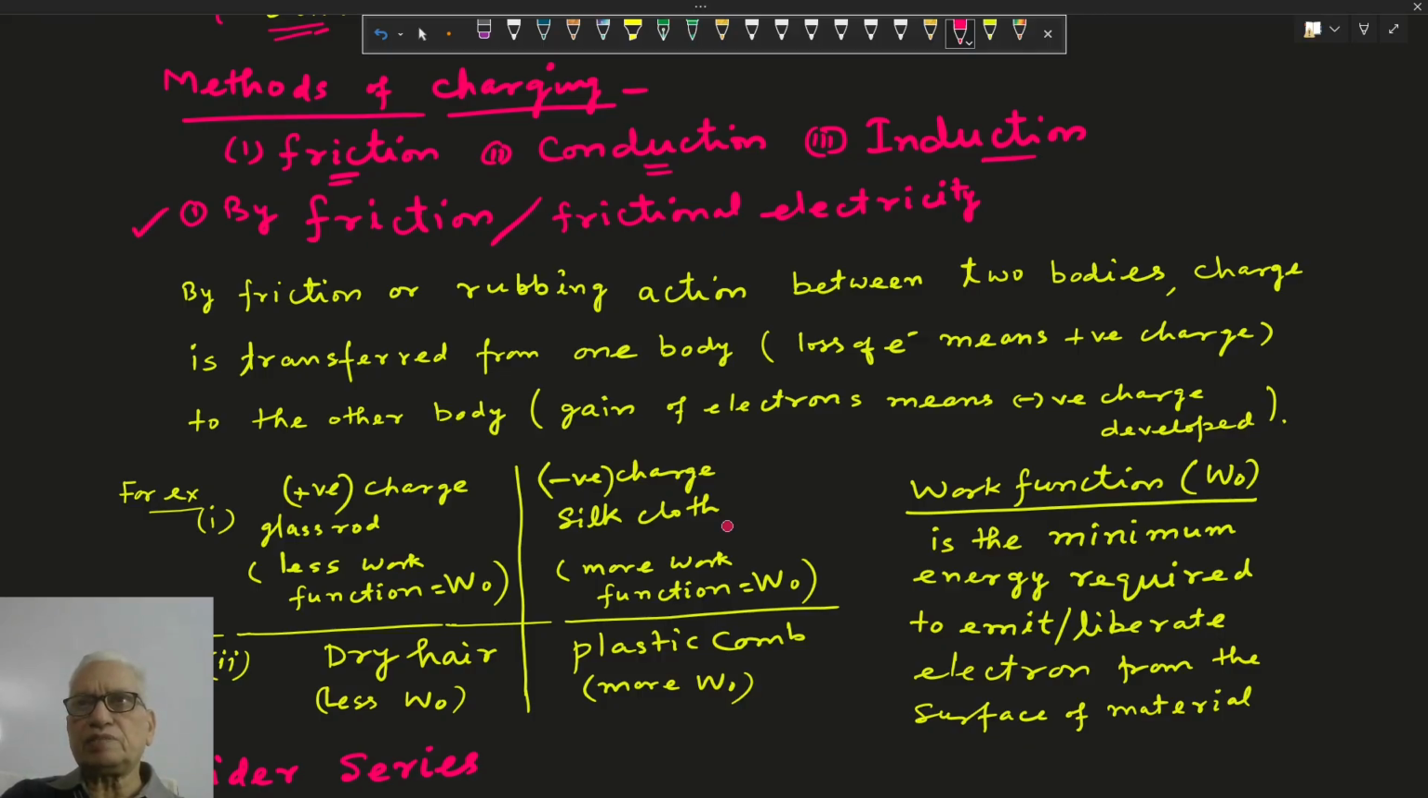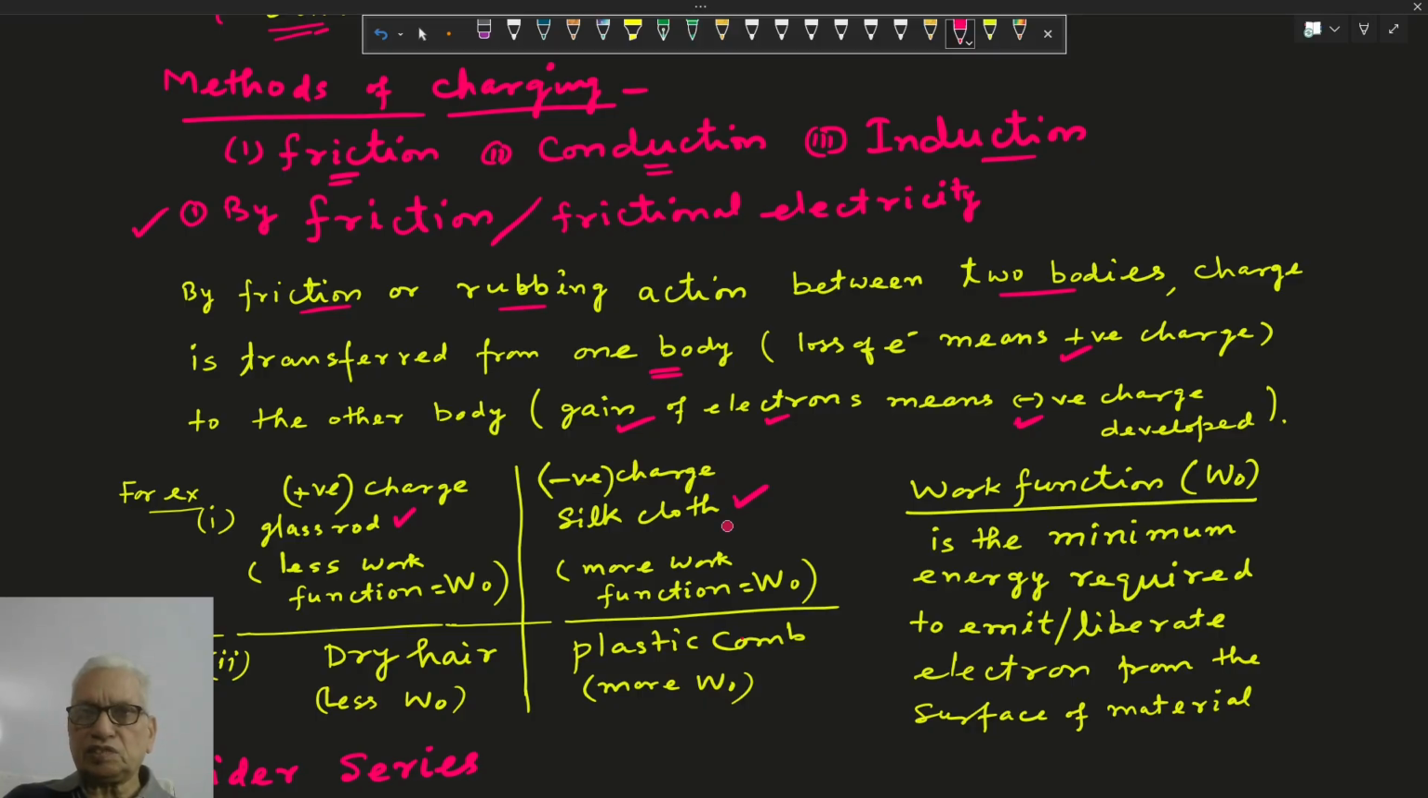By friction or rubbing action between two bodies, charge is transferred from one body, which loses electrons, to the other body, which gains electrons. So that is the negative charge. Gain of electron means negative charge, loss of electron means positive charge. For example, with a glass rod and silk cloth, the glass rod loses electrons so it has positive charge, and the silk cloth gains electrons so it has negative charge. Another example is dry hair and a plastic comb: dry hair is positive, the plastic comb is negative.